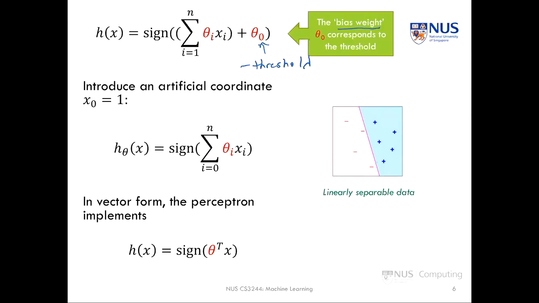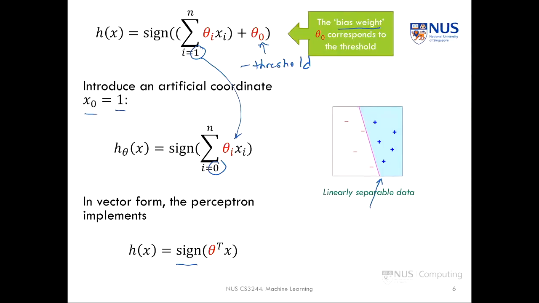With this, we can introduce an artificial coordinate x0 = 1, and then it becomes very compact and simple to represent, because we're just going to change the index from 1 to 0. In vector form, the perceptron implements this particular equation, right? Just a sign of the vector of weights, theta. We transpose it so that we can multiply it against the vector of the instance, x. And then we're going to get a decision boundary that looks like this.